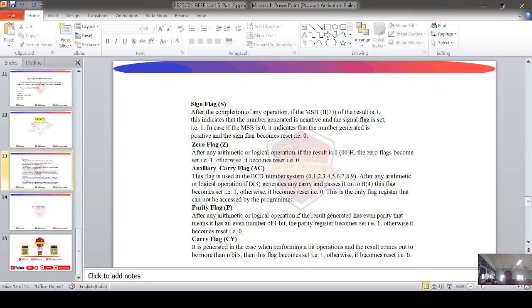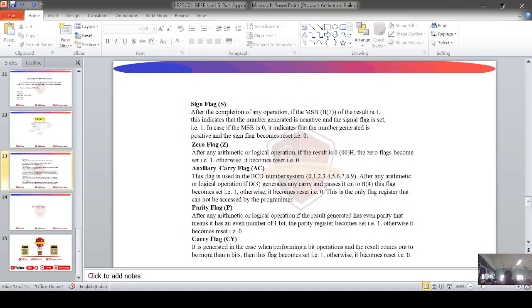The sign flag, denoted as S, indicates whether the result is positive or negative. Then zero flag. It is set when the result is zero. Then auxiliary carry flag. It is used mainly in BCD arithmetic operations.